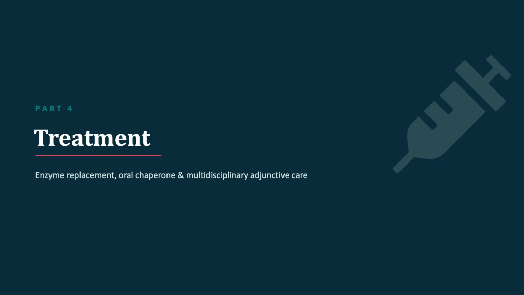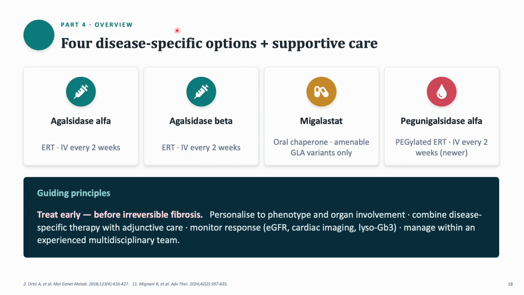Now, let's go to the treatment, the part that makes early diagnosis worthwhile. There are now four disease-specific therapies. Three are enzyme replacement therapy given intravenously every 2 weeks: agalsidase alfa, agalsidase beta, and the newer pegunigalsidase alfa. The fourth is migalastat, an oral pharmacological chaperone that is only suitable for patients with amenable GLA variants. But the principles are: treat early before irreversible fibrosis, personalize the choice to the phenotype and the organ involvement, combine disease-specific therapy with supportive care, monitor response by eGFR, cardiac imaging, lyso-Gb3, and managing the patient with a multidisciplinary team is very important.